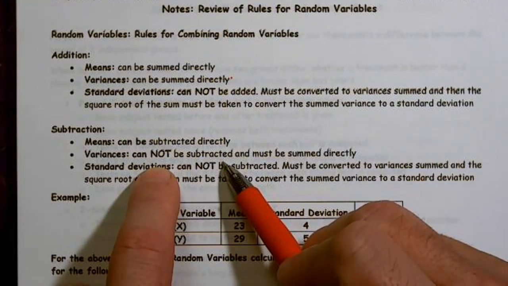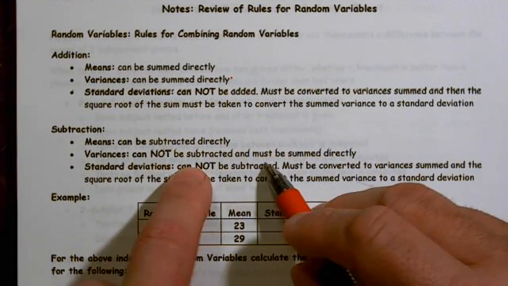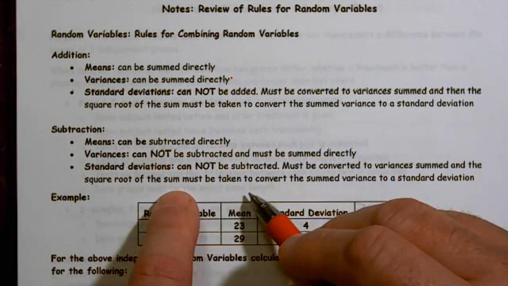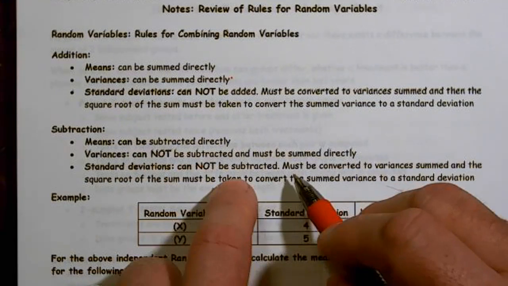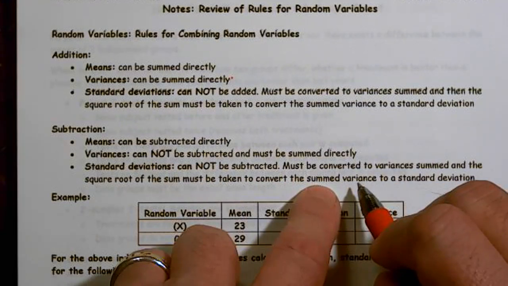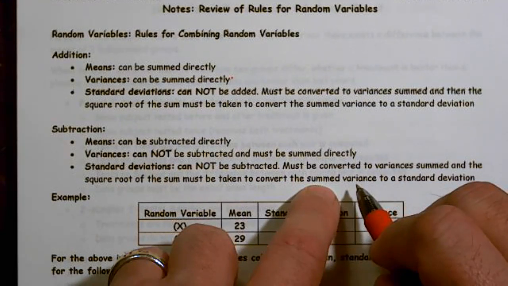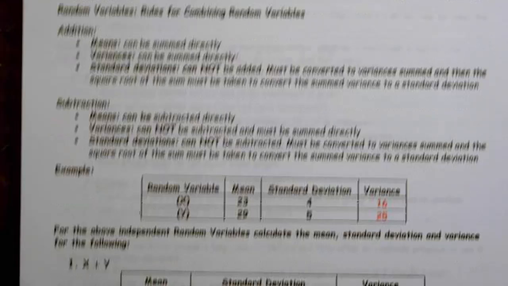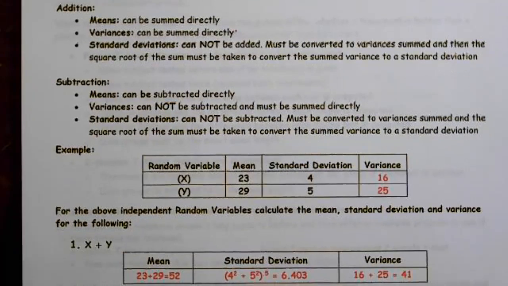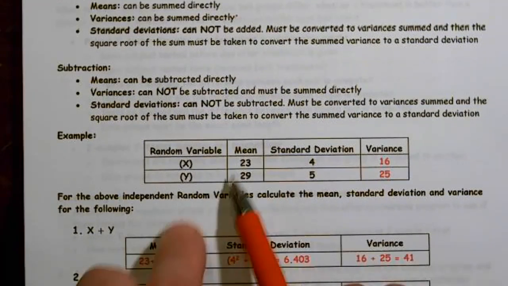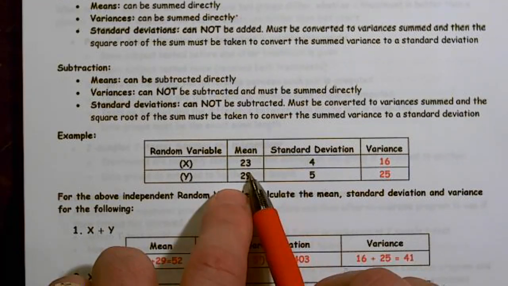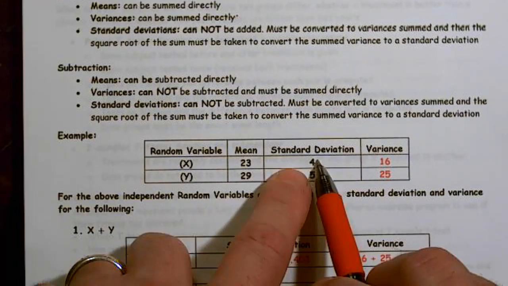Variances cannot be subtracted, and instead of subtracting, we sum them. Standard deviations cannot be subtracted either. However, we convert them to variances, sum the variances, and then take the square root. Okay? So our first part, we have a mean of 23 and a standard deviation of 4.